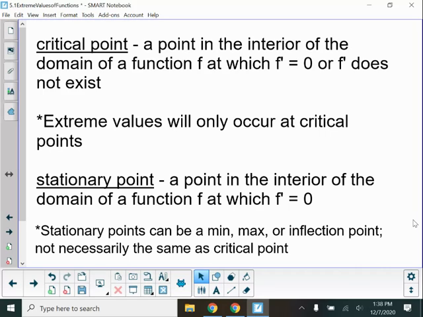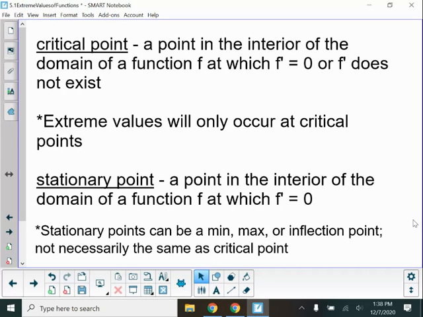Because even though you have those places, for example, like a cusp or a corner, where you can't actually take the derivative, that doesn't necessarily mean it's not still a critical point, because it still could be either a relative or absolute max or min. So critical points do include places where the derivative doesn't exist. But more importantly, it's also the places where the derivative is equal to 0. Your extreme values can only occur at critical points.